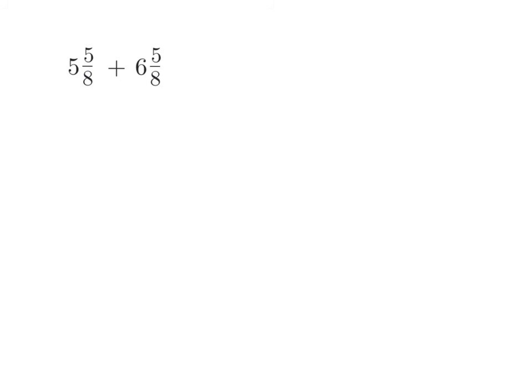Again, how many kinds of units do we have? 2. We have ones, right? And we have eighths. So let's add the eighths first. If I have 5/8 plus 5/8, how many eighths do I have? 10/8. Good. Let's add the ones. I have 5 ones plus 6 ones. How many ones do I have? 11. So here, for my answer, I have 11 plus 10/8.